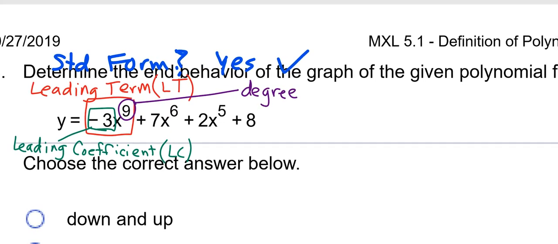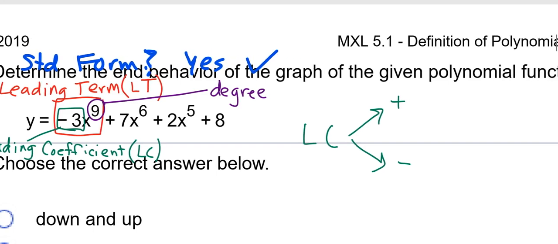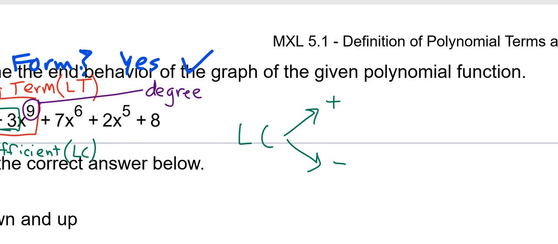You will need to find the right end behavior first. So how do I do that? Well, we need that leading coefficient. The leading coefficient is going to take on one of 2 different values, either positive or negative. If the leading coefficient is positive, then the right end behavior is up. I hope you're writing this down in your notes so you can use it on your test. If the leading coefficient is negative, the right end behavior is down.